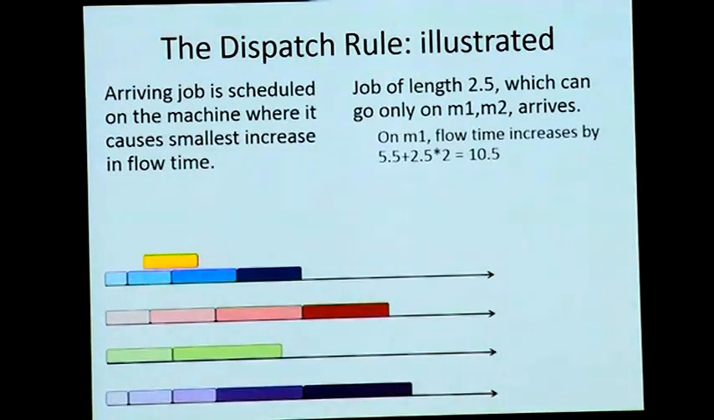And what it finds is that if it had to go on this machine, it would go between this job of 2 and job of 3, so it will have to come here. And so the increase in flow time one can compute is 10.5. Why?